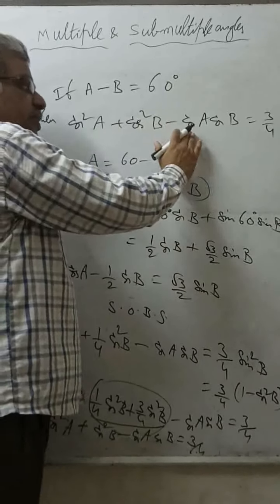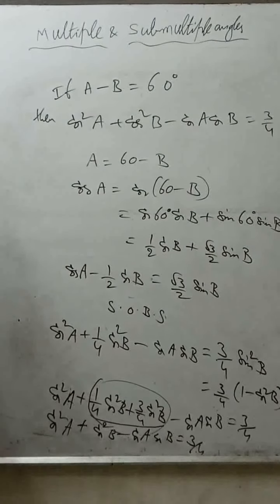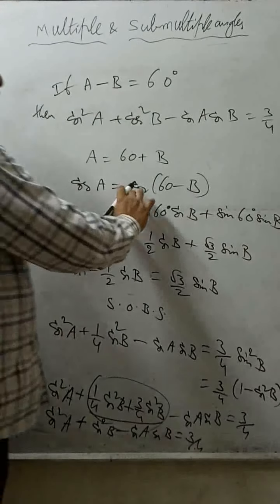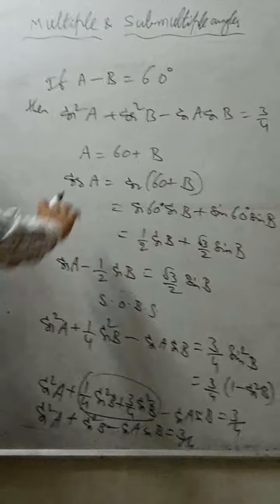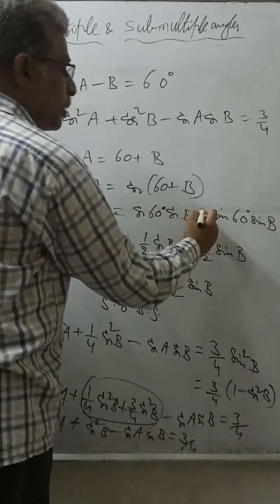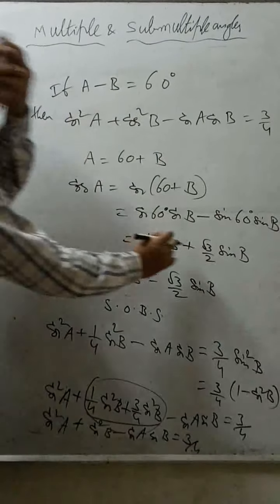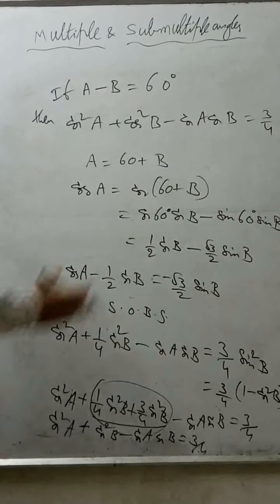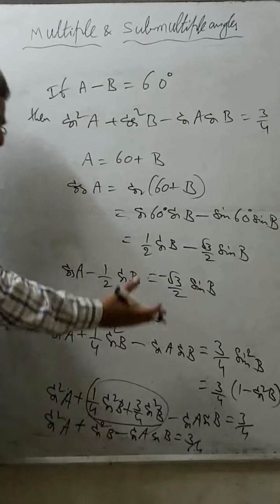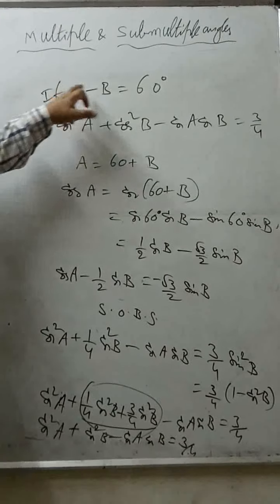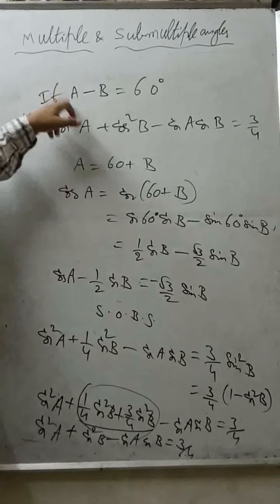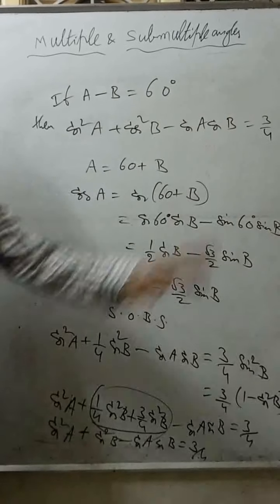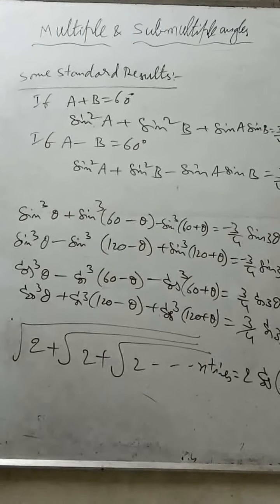Similarly, we can prove if it is a minus b equal to 60 degrees, the same result: cos square a plus cos square b minus cos a cos b equal to 3 by 4. How the same result? Minus b comes inside, becomes plus b. Now this is cos of 60 plus b. Now cos of a plus b formula, cos a cos b minus sin a sin b. So this becomes minus root 3 by 2 sin b. Now squaring on both sides, the remaining part doesn't change, same result you get. So similarly, if a plus b is 60 or a minus b is 60, cos square a plus cos square b minus cos a cos b is equal to 3 by 4.